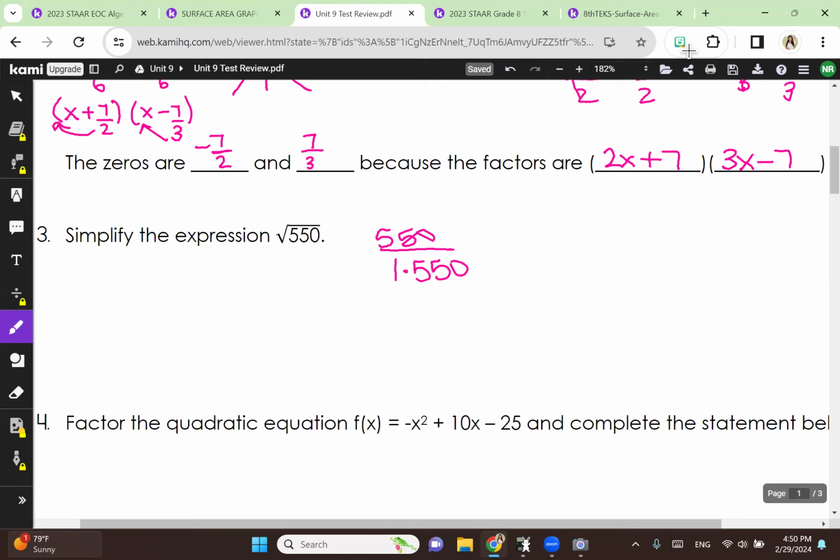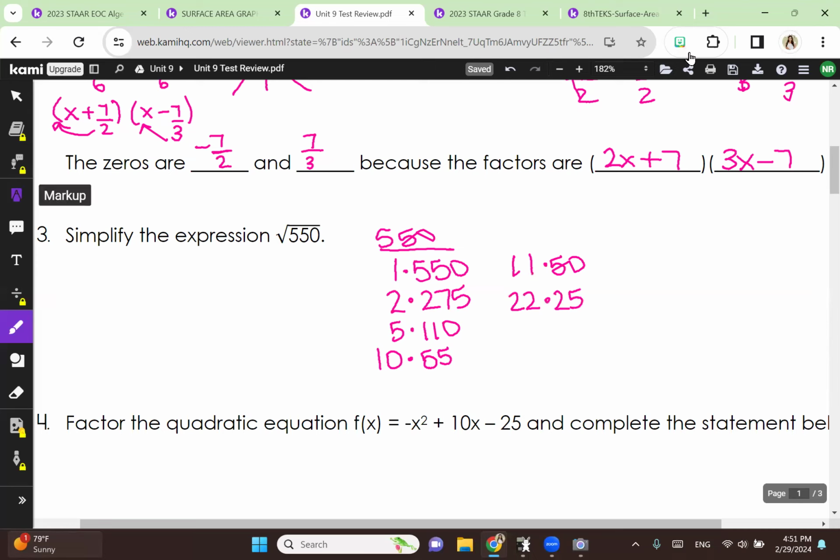Okay. 2 times 275. 5 times 110. 10 times 55. We also have 11 times 50 and 22 times 25. Okay, from there you want to look for your perfect squares.